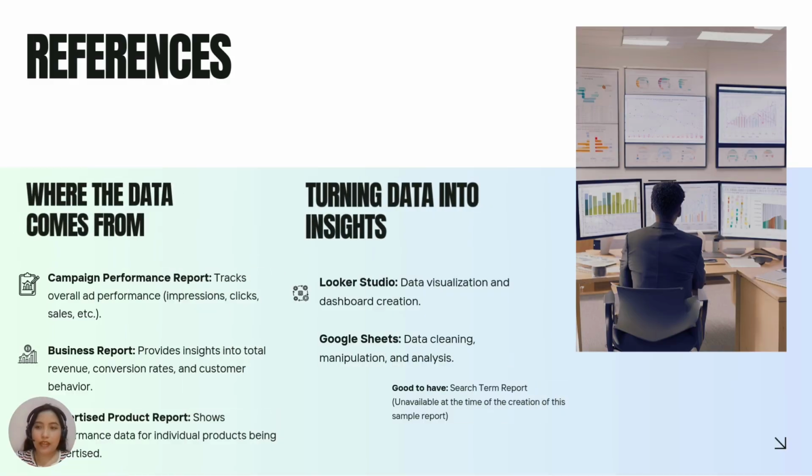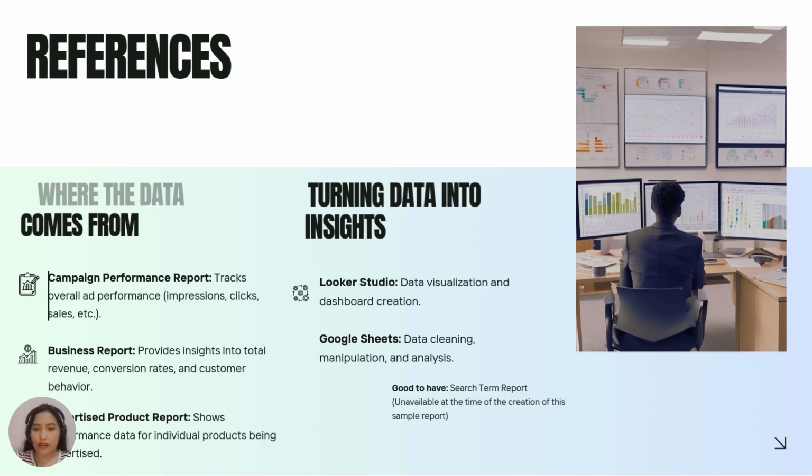For this project, I used 3 key reports: the campaign performance report, business report, and advertised product report. These reports provided insights into ad performance, revenue, and product level data. Ideally, a search term report would have been included, but it was unavailable at the time of this review.